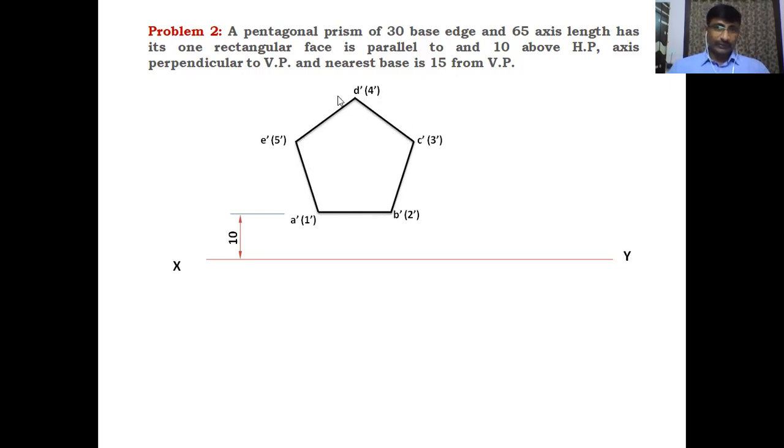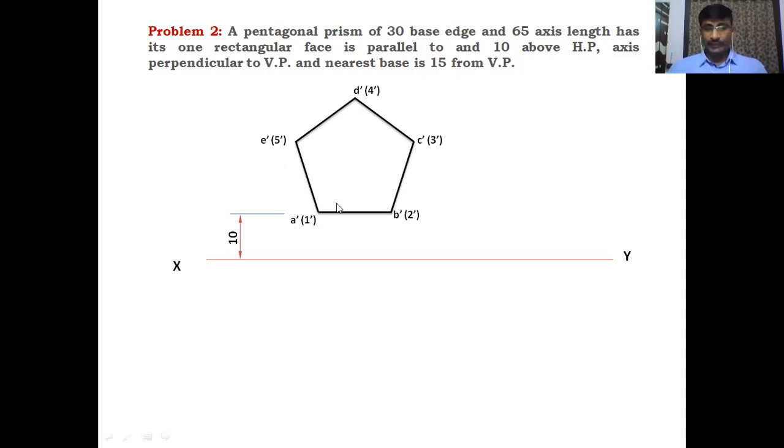That is how to give the notation, in order. That is A dash, B dash, C dash, D dash, E dash. Otherwise 1 dash, 2 dash, 3 dash, 4 dash, 5 dash. In lettering, the base is visible, which is far away from the XY, and numbering base is invisible, which is very near to the XY line.